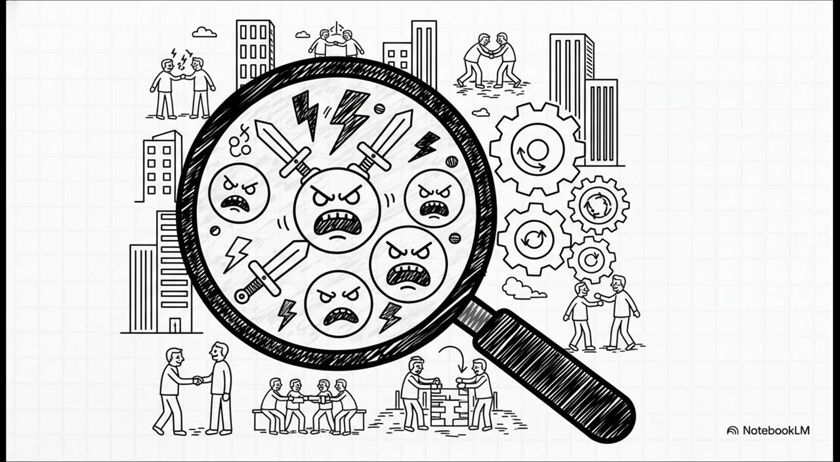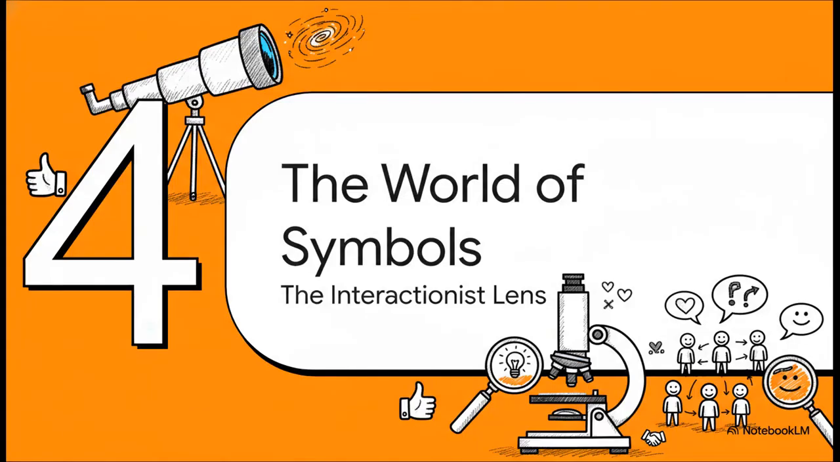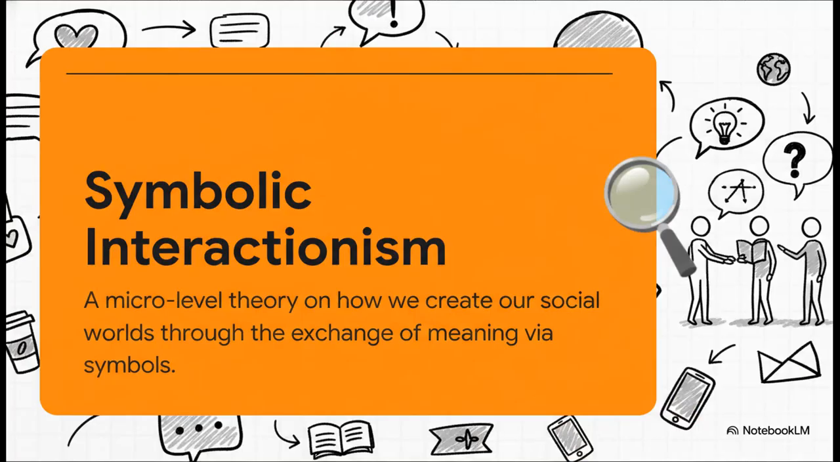What if the real action isn't in these huge structures, but in our simple, everyday interactions? Okay, time to put down the telescope and pick up the microscope. We're zooming way in, from the giant structures of society to the tiny, micro level of our daily lives. This is symbolic interactionism. This whole perspective is built on the idea that society isn't some massive thing that happens to us. It's something that we, you and I, are actively creating every single day through our conversations and interactions.